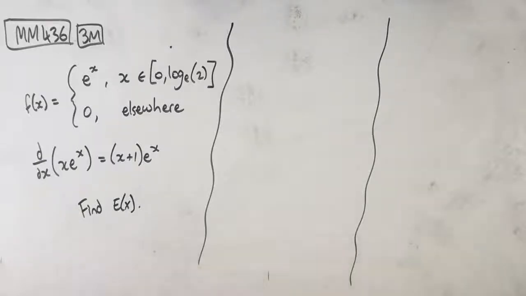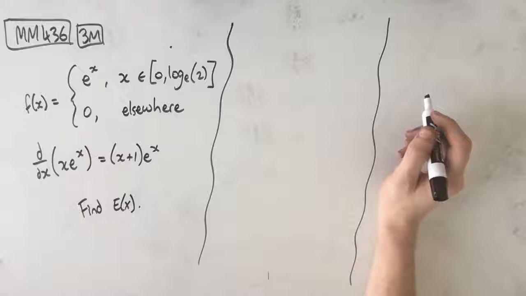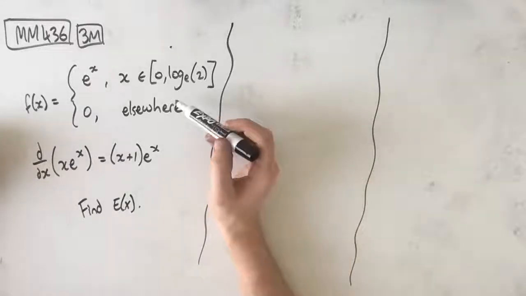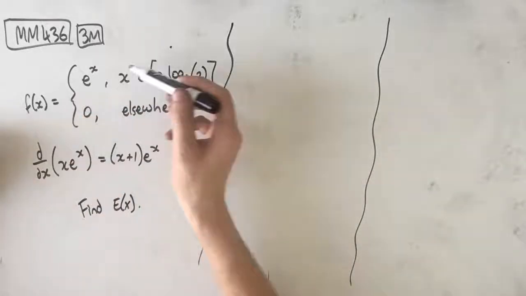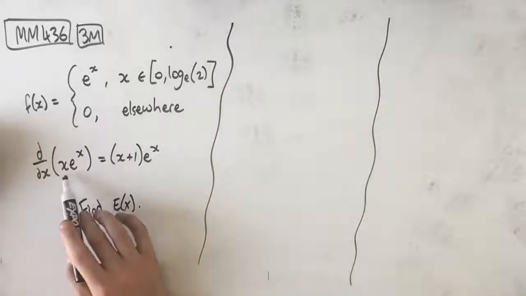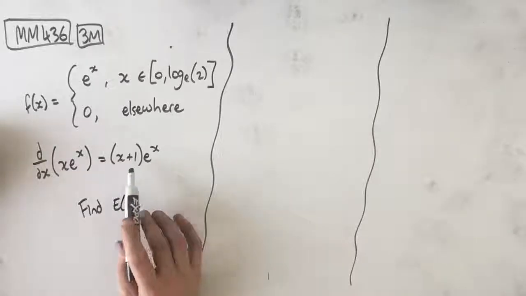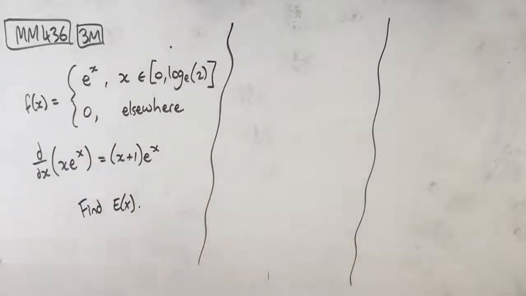Guys, welcome to question MM436 of the Maths Methods Fortify study guide. In this question we've got a continuous random variable x which has a probability density function of e to the x, between 0 and log e of 2. Given that the derivative of x e to the power of x equals (x plus 1) times e to the x, find E of x.